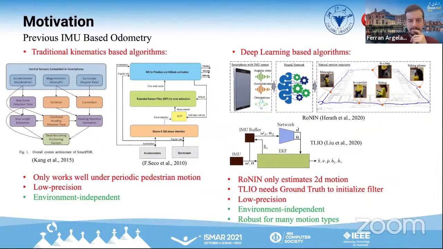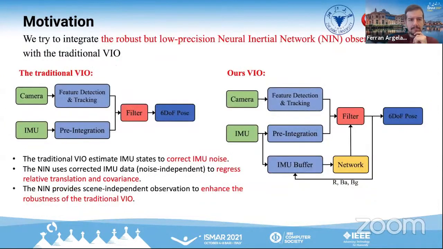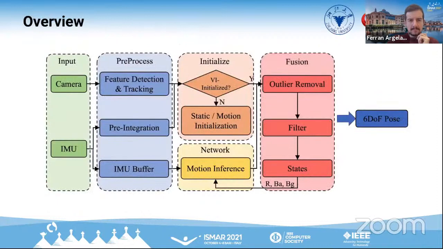Data-driven methods use windowed IMU measurements as neural network input to estimate relative displacement or velocity. The IMU-based odometry methods are low precision but environment independent. Inspired by these methods, we try to integrate the robust neural inertial network observations with traditional visual inertial odometry to construct a highly robust and precise tracking system. The structure of the proposed system is illustrated in the figure.